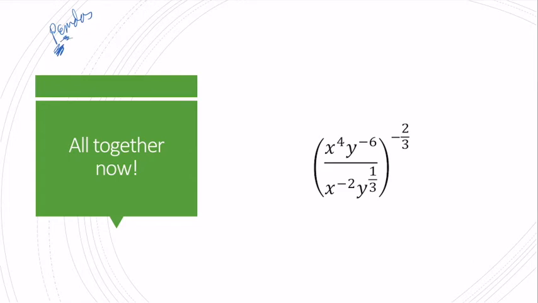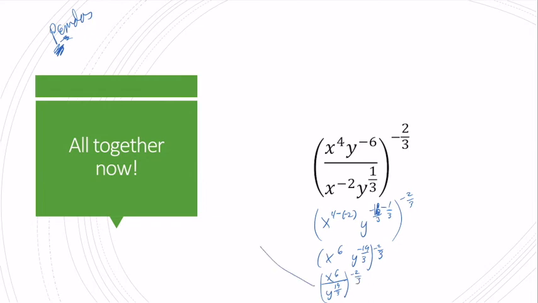So if I have x to the 4th over x to the negative 2, that's x to the 4 minus negative 2. And then I have y to the negative 6 minus 1/3. I'm going to rewrite 6 into thirds. That'd be 18 thirds. All to the negative 2/3. So I have x to the 6th, y to the negative 19 thirds, all to the negative 2/3. So now I have x to the 6th over y to the 19 thirds, all to the negative 2/3.